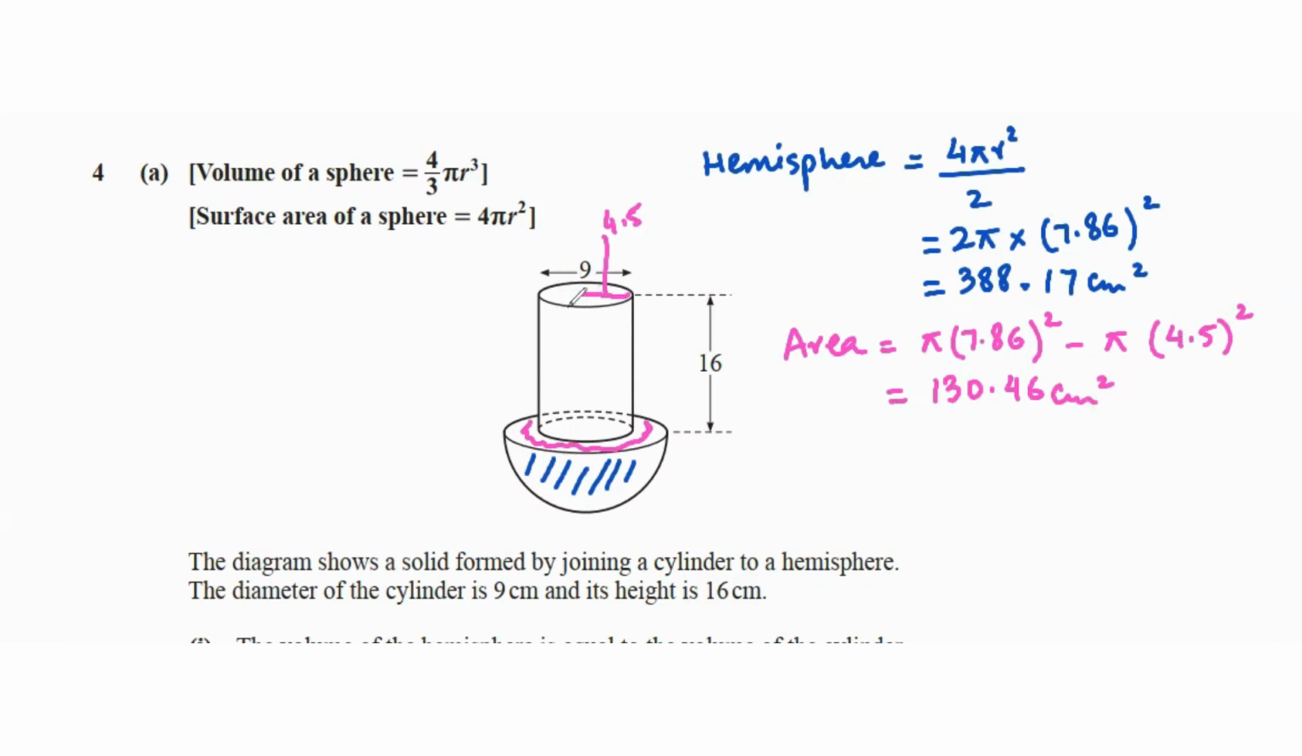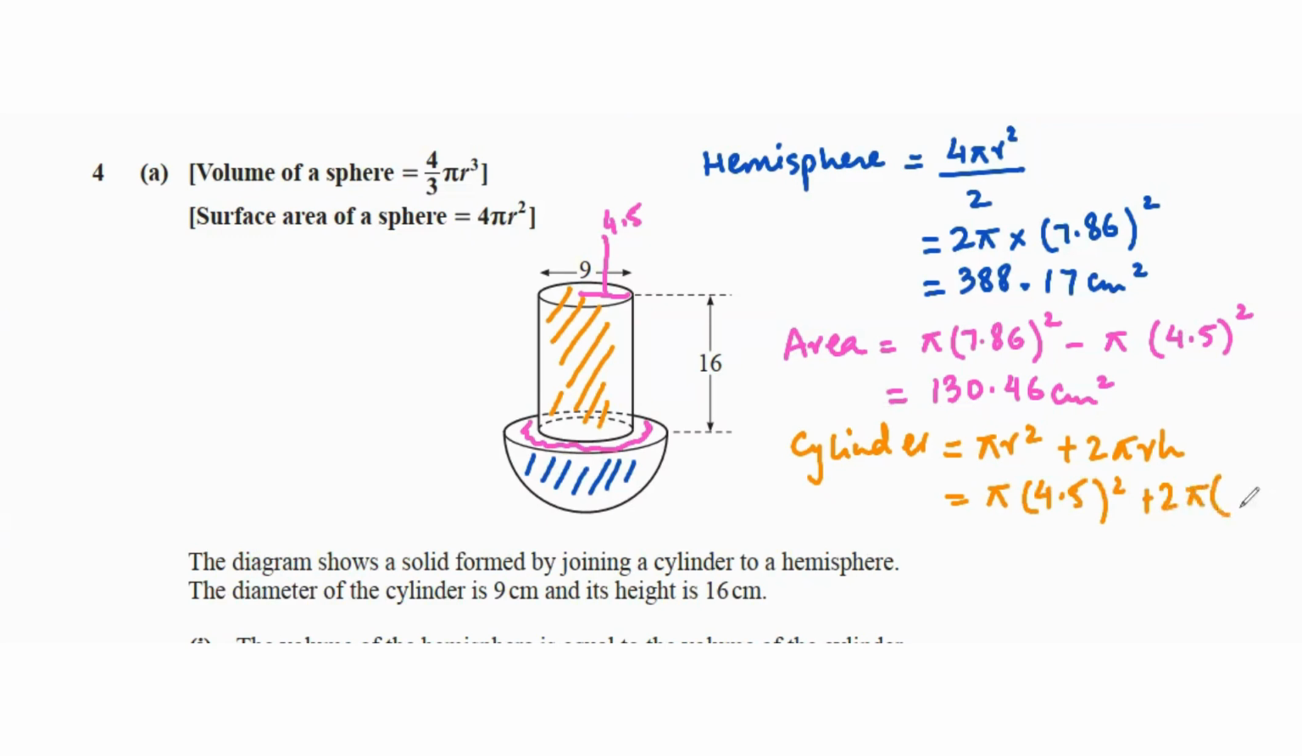Now next, I'm going to find the area of the cylinder. So for the cylinder, your surface area is pi r squared plus 2 pi r h. Normally, you must have seen that the surface area of a cylinder is 2 pi r squared plus 2 pi r h. But in this question, since only one of the faces of the cylinder is exposed, which is the top circle face, the surface area of this cylinder would be this circle, and then the curved surface area. So that's 2 pi r h. So we do pi times 4.5 squared plus 2 pi times 4.5 times 16. So all of this equals 516.01 centimeters squared.